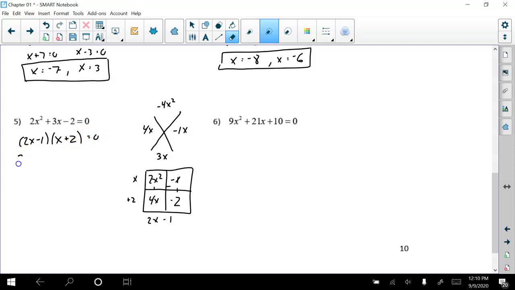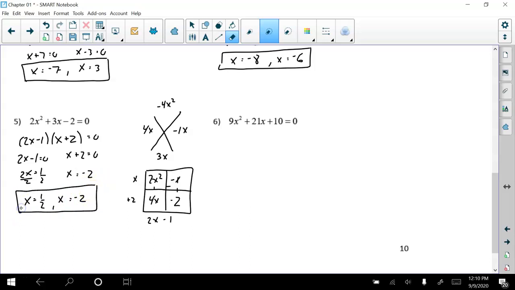So now set each factor equal to 0. 2x minus 1 equals 0. x plus 2 equals 0. So you get 2x equals 1. Divide both sides by 2, x equals 1/2, and then x equals negative 2. Those are our two solutions, factoring and using the zero product property.